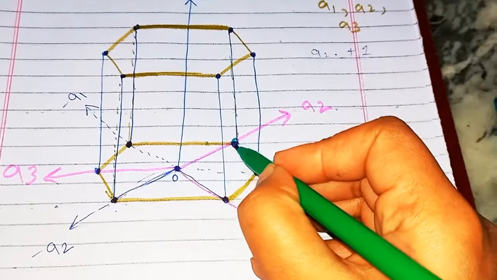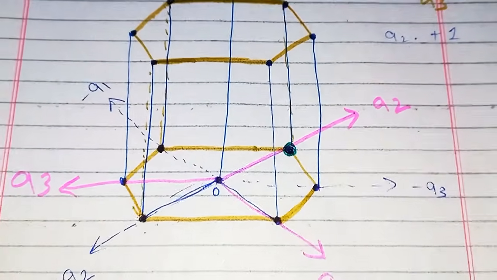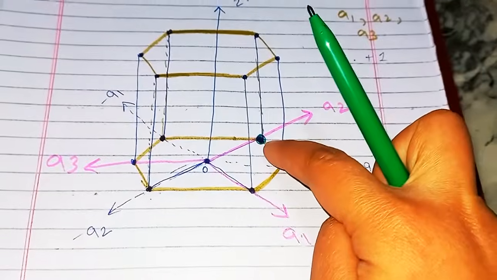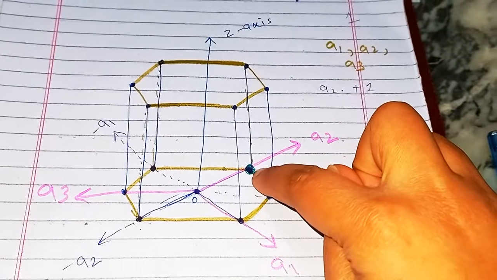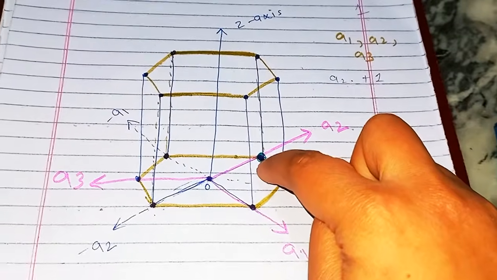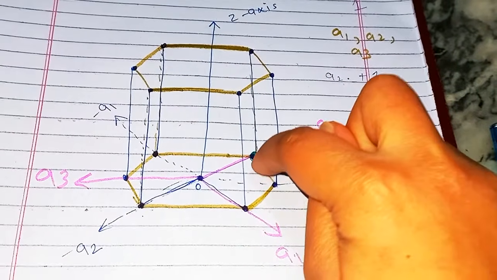I'll shade it in green. I hope you can see the green color. This is one of the points on the plane, and only that point. This point is called the intercept because the plane touches that A2 axis line at this point.